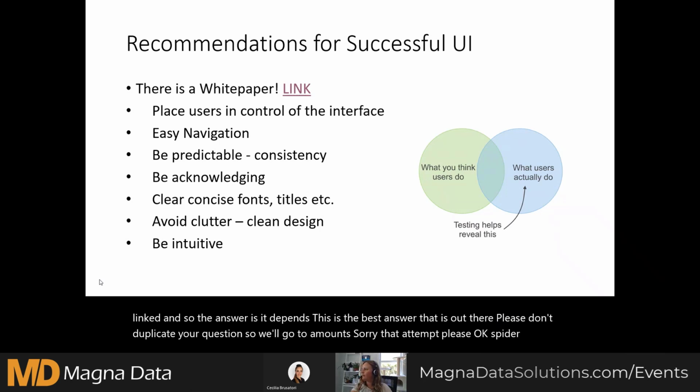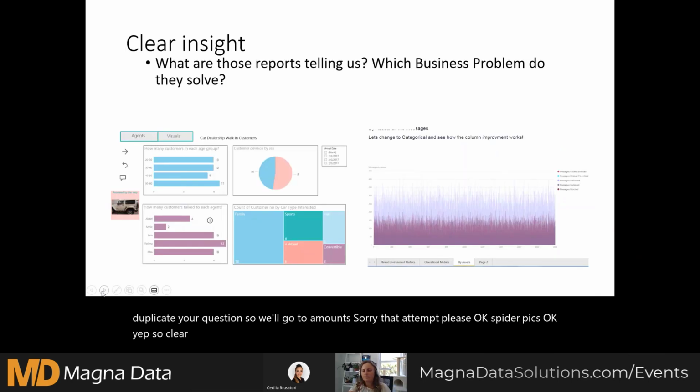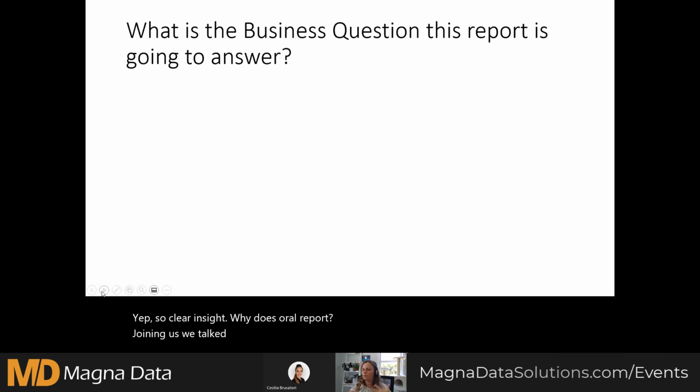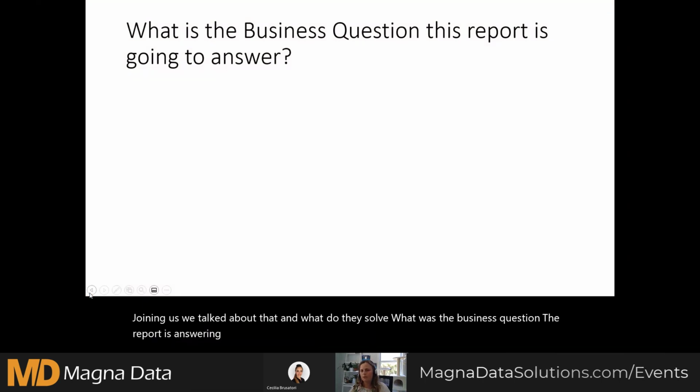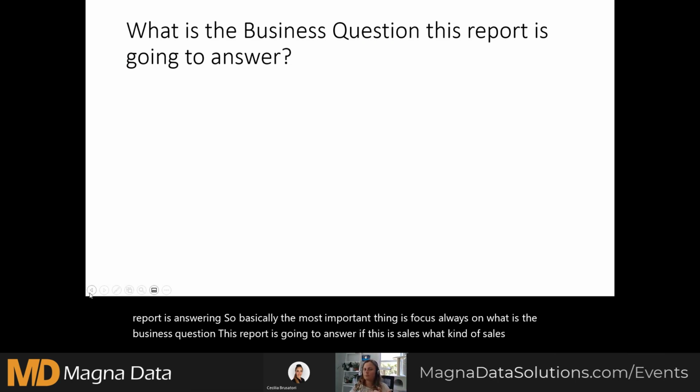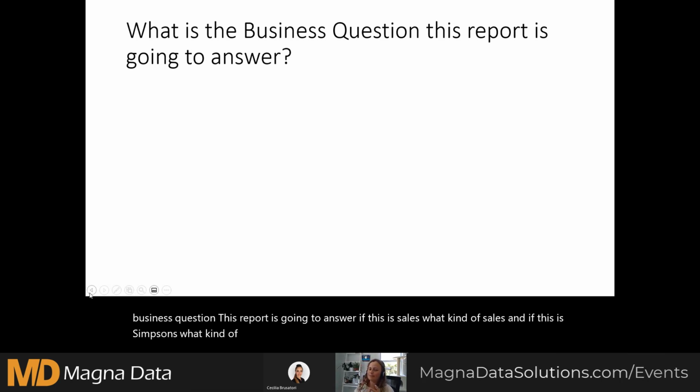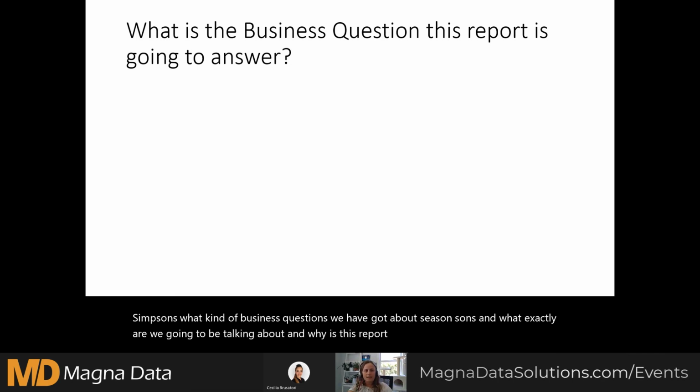Yeah. So, clear insight. What does our report tell us? We talked about that. And what do they solve? What was the business question the report is answering? So basically, the most important thing is to focus always on what is the business question this report is going to answer. If this is sales, what kind of sales? And if this is Simpsons, what kind of business questions have we got about Simpsons? And what exactly are we going to be talking about? And why is this report so important for us?